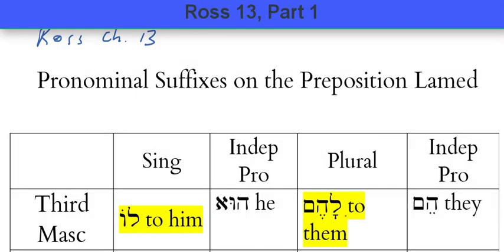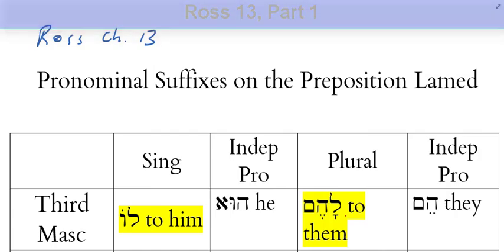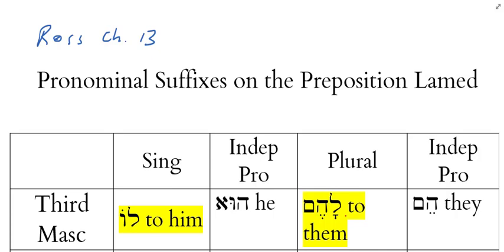In Ross chapter 13, we deal with what are called the pronominal suffixes. So we've already learned some pronouns, haven't we? We've learned that hu is he and hi is she. We've learned that ani and anochi are I. What we learned were what are called the independent personal pronouns, and we've learned demonstrative pronouns: how to say this, that, these, and those.